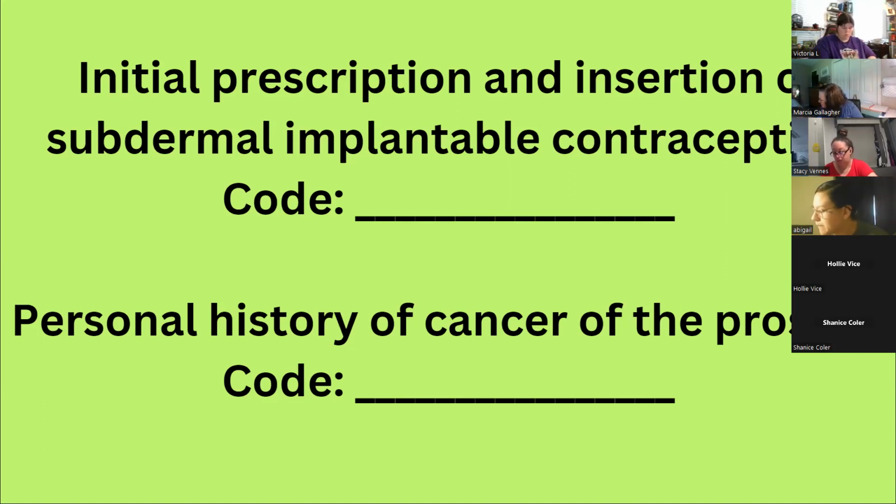Z30.017 on page 1629. Mine says encounter for initial prescription of implantable subdermal contraceptive. Is that exactly what we're looking for? It's exactly what we're looking for. So I would agree that that's the correct code. Feel good about that? Yes.